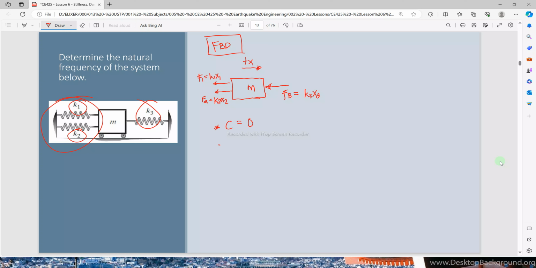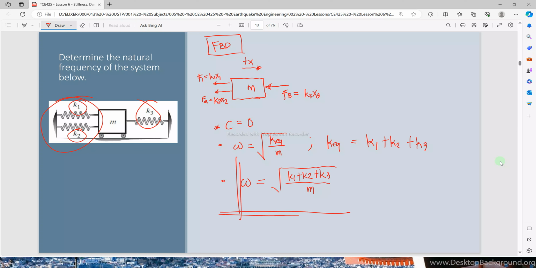Next. Again, since there is no damping here, C is equal to 0. So it is automatic: our natural frequency is equal to the square root of the equivalent stiffness over M. The equivalent stiffness here, since this is in parallel, is just K1 plus K2 plus K3. So the natural frequency of the system is just the square root of K1 plus K2 plus K3 over the mass M.